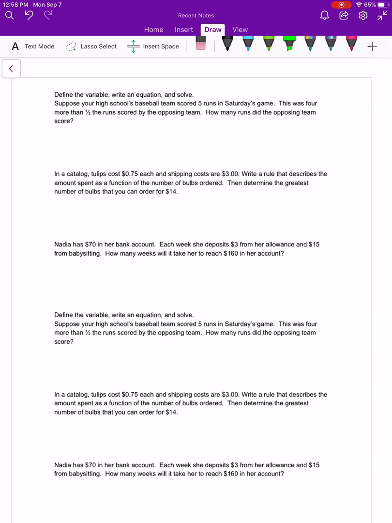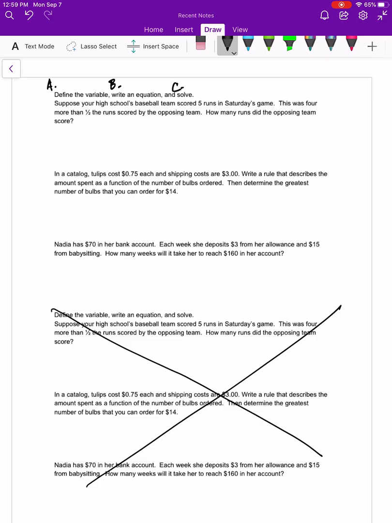First and foremost, for some reason, when we copied this, it ended up with the same thing twice. Sorry about that. You don't need that bottom half. It's the exact same three problems. So we're going to define the variable, write an equation, and solve. So there's actually three parts. A, define a variable. B, write an equation. And C, solve. We're going to use that word problem breakdown.